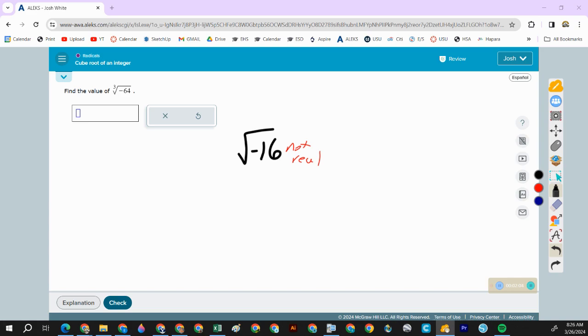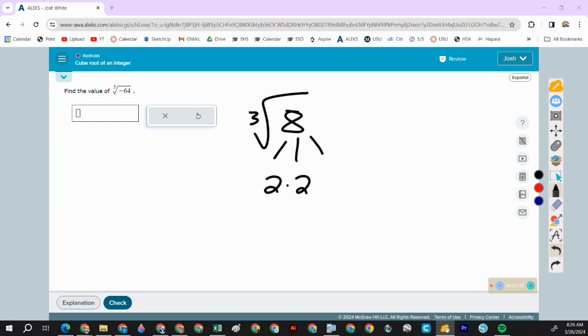Now we're going to bump up to third roots. What is the third root of 8? Well, 8 is made up of 2 times 2 times 2. And now instead of circling pairs, I'm going to circle triplets. So here is a triplet, and that comes to the outside, 2. And then nothing remains on the inside, so the answer is just 2.